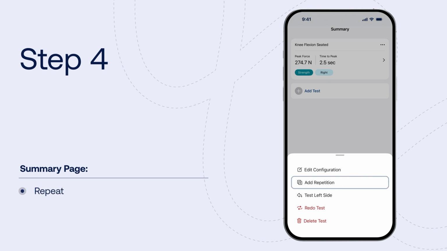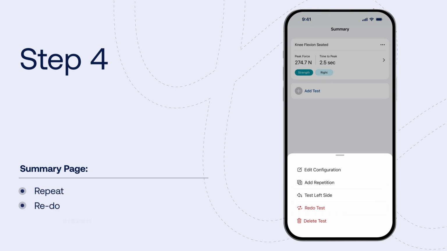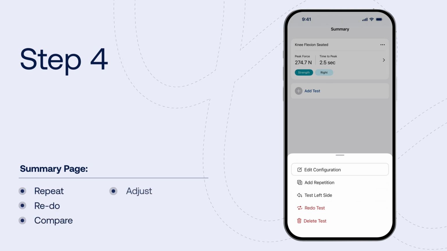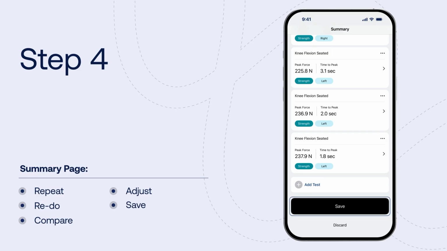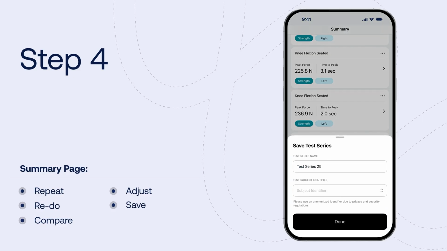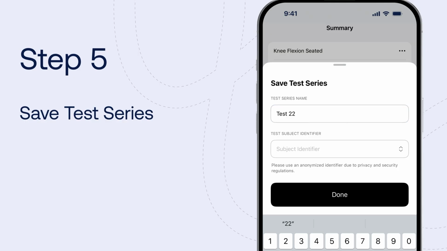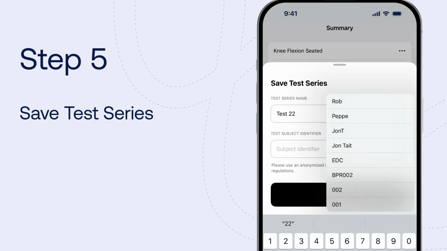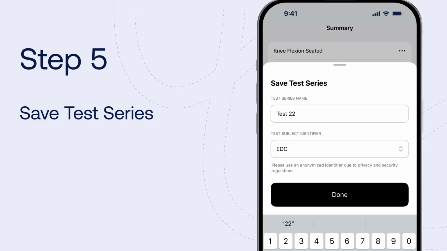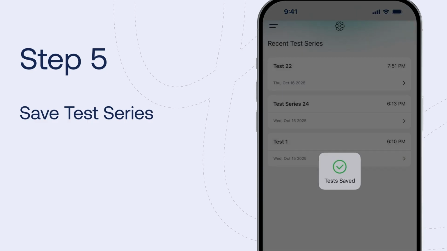From the summary page, you can repeat or redo the test, compare sides, adjust the setup, or save to the dashboard. Click on Save once you're done testing. There you can edit the test name, which will appear on the dashboard, and add a test subject identifier to view progress tracking. Click Done to save.